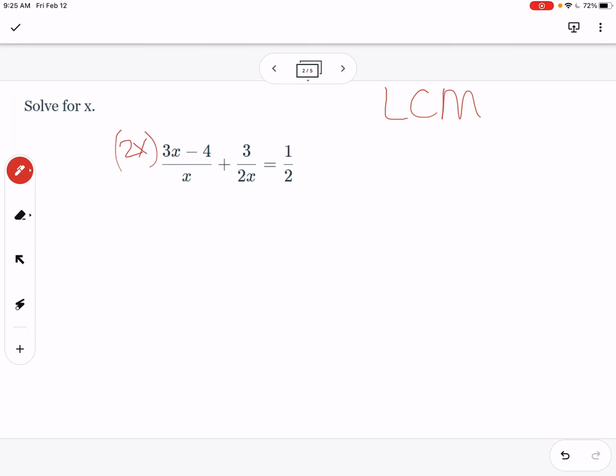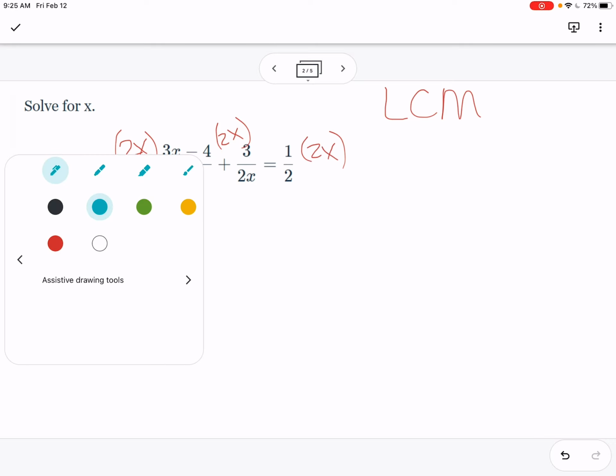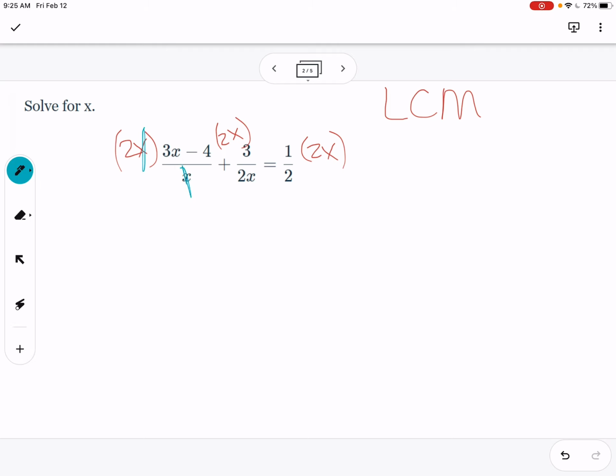So I'm going to multiply this by 2x, I'm going to multiply this by 2x, and I'm going to multiply this by 2x. So what I get is this x and this x will reduce out. Both of these, the 2x and the 2x, will reduce out, and the 2 and the 2 will reduce. And notice all of my denominators are simplifying, and now we don't have any. So what do I have left? I have 2 times 3x minus 4 plus 3 equals x. And then I go ahead and solve this. It's so much nicer when all those denominators reduce out.